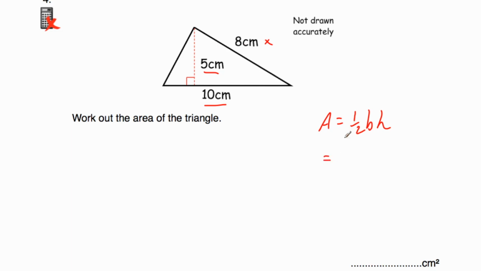So we're going to do half of the base, so half of 10, and then we're going to multiply it by 5. And half of 10 is 5, so we're going to get 5 times 5. 5 times 5 is 25 centimeters squared. So the answer is 25 centimeters squared.